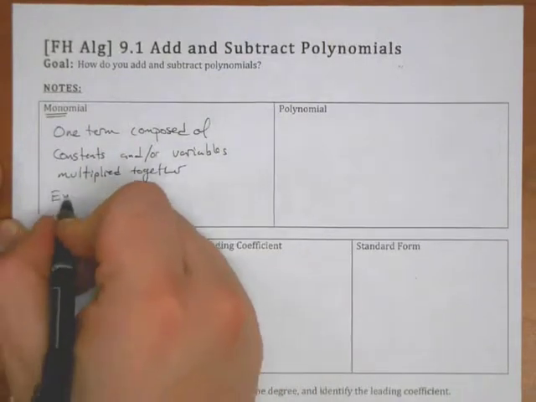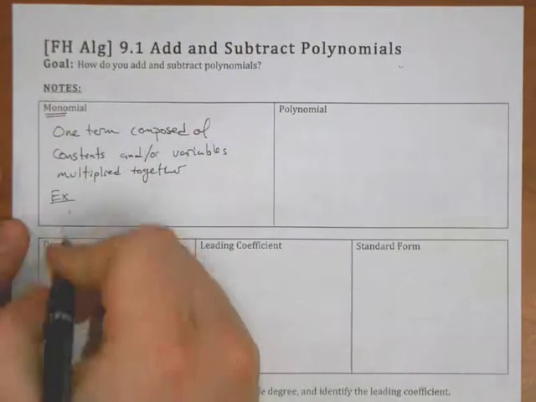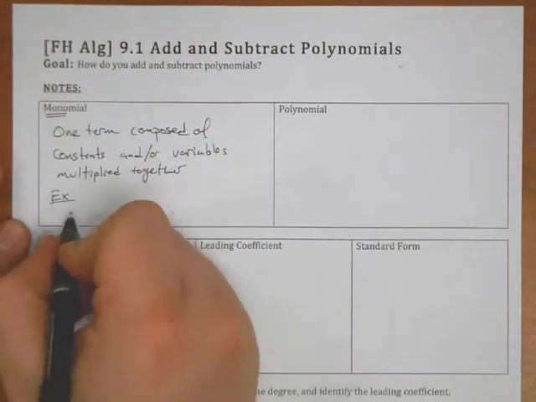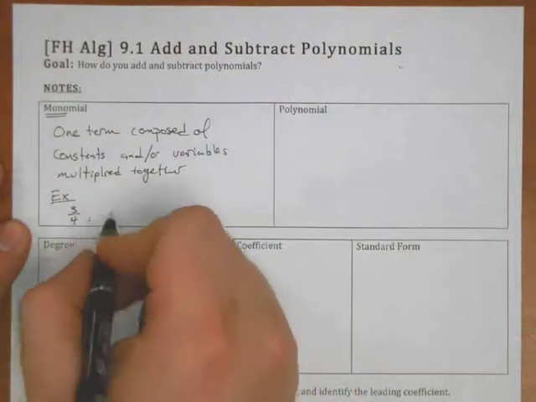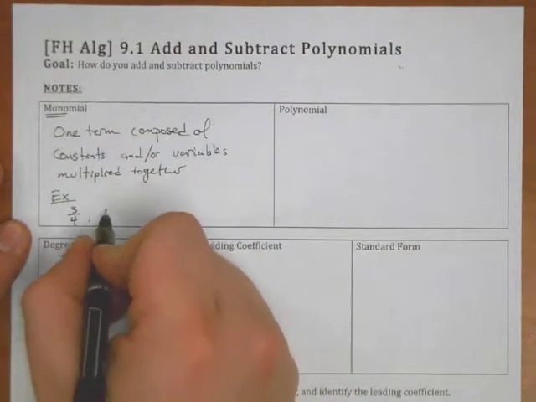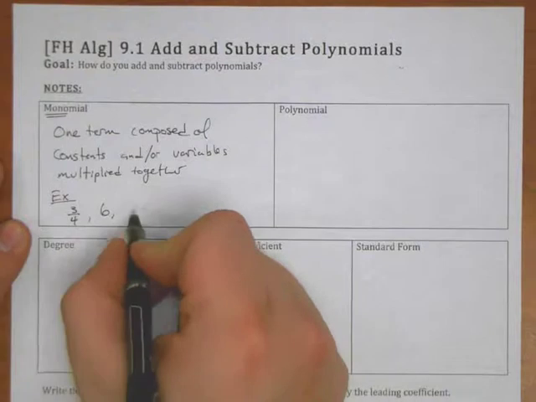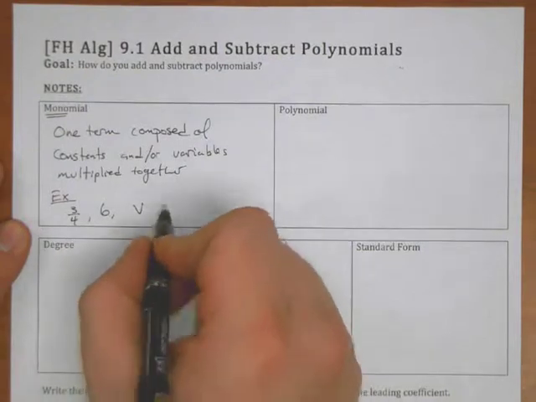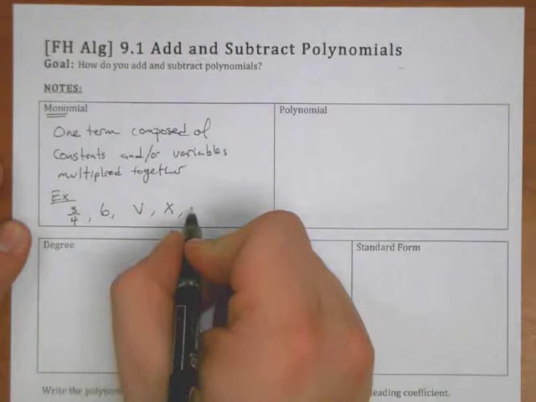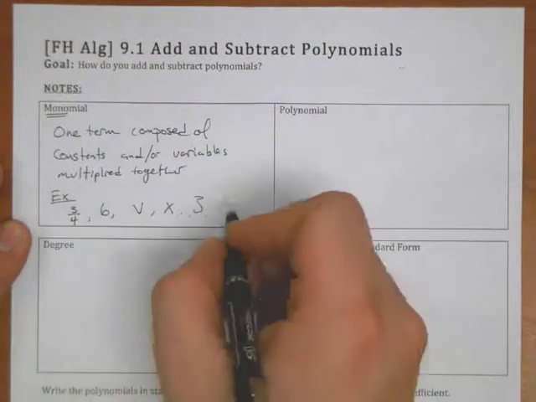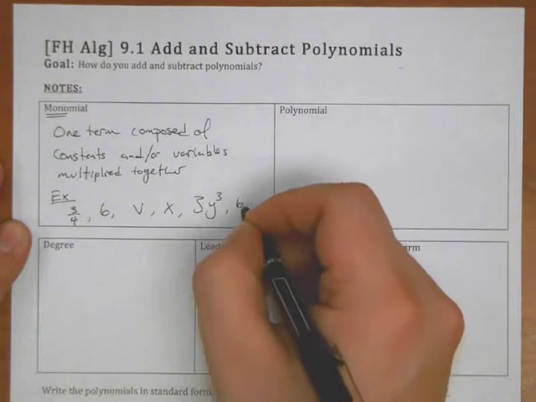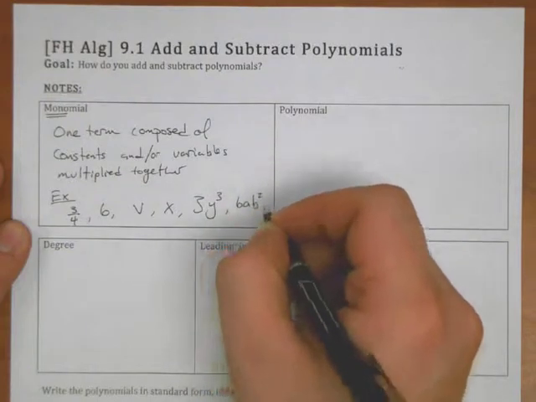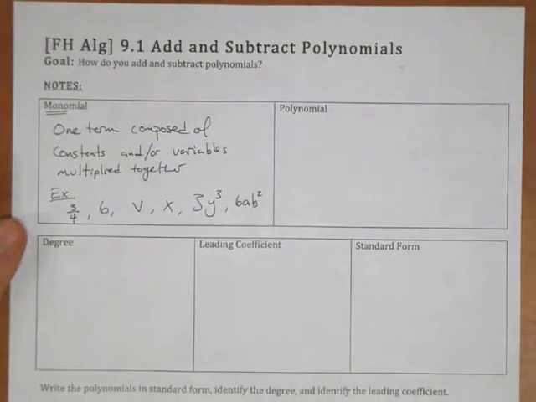Examples of monomials are things we see a lot. So like any number, whether it be a fraction, whether it be a whole number, a variable, b, I guess, x, or we could combine these things. So like 3y to the third power, 6ab squared, so on. All single terms connected just by multiplication.